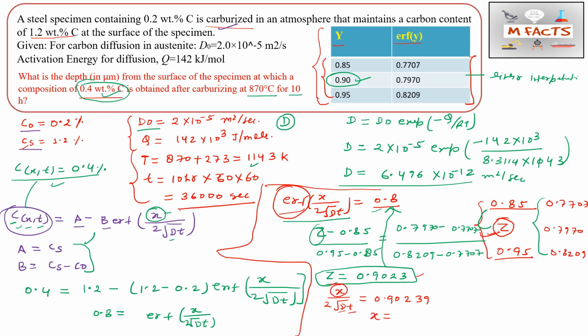So how we can find this, x will be equal to 0.9023 multiplied by 2 under root of D t. D is 6.496 multiplied by 10 power minus 12, and this t is equal to 36000. Okay, and from here we can get, I have no space here, so I will write here. So this x will be approximately 872 in micrometer.